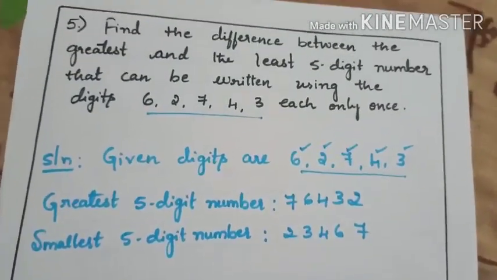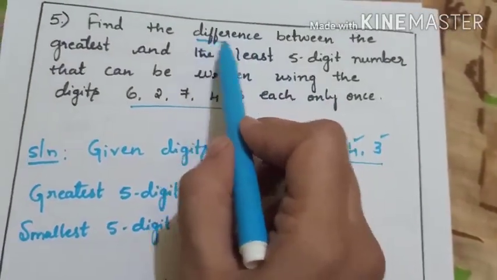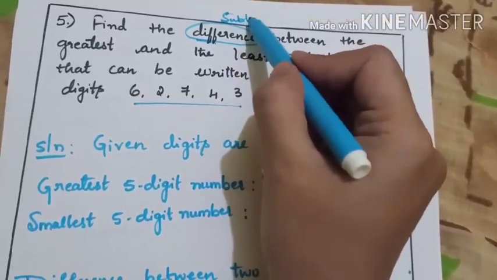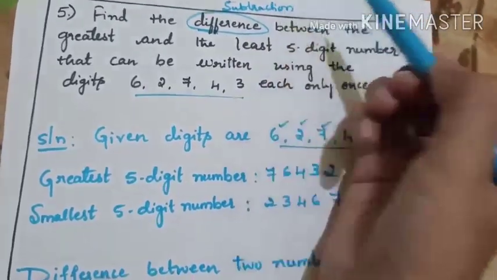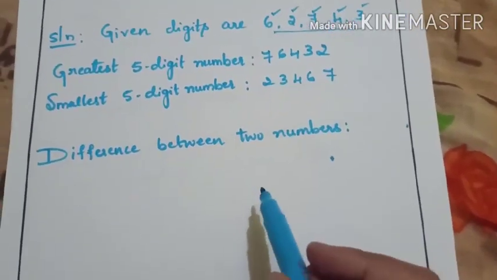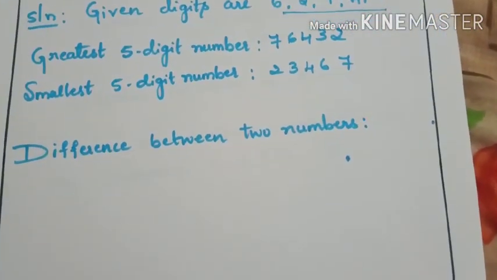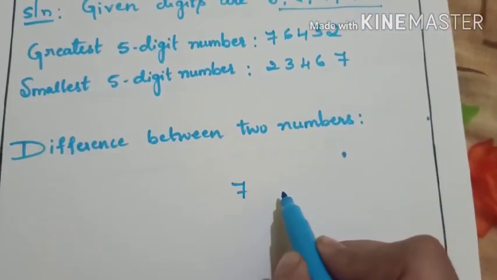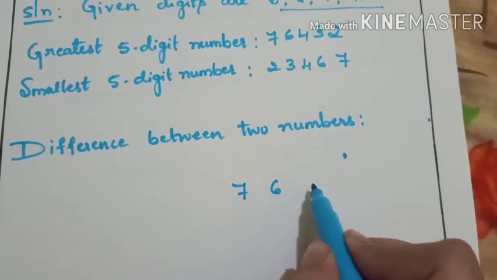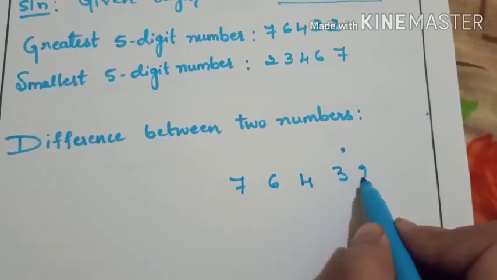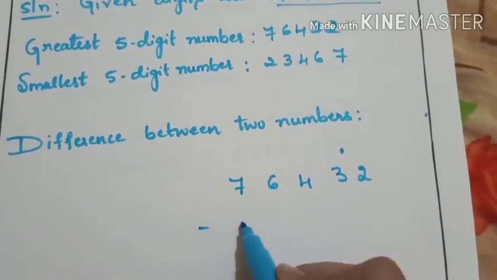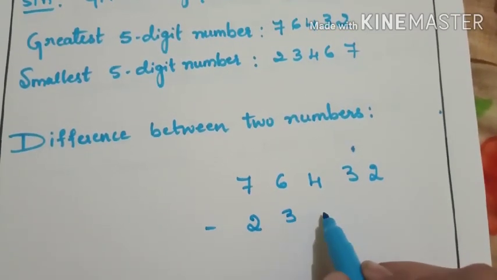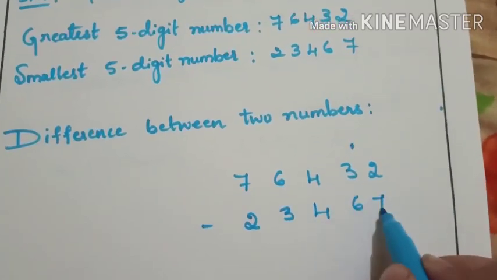Now you have to find the difference. Difference means subtraction. So subtract it now. So as I told you, to subtract, first you should write the greater number. Write down 76,432 subtract 23,467.